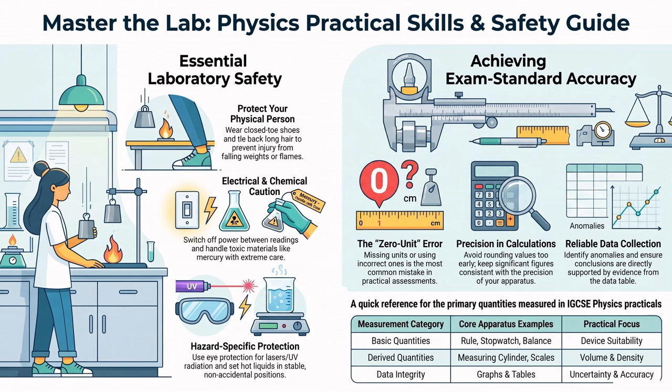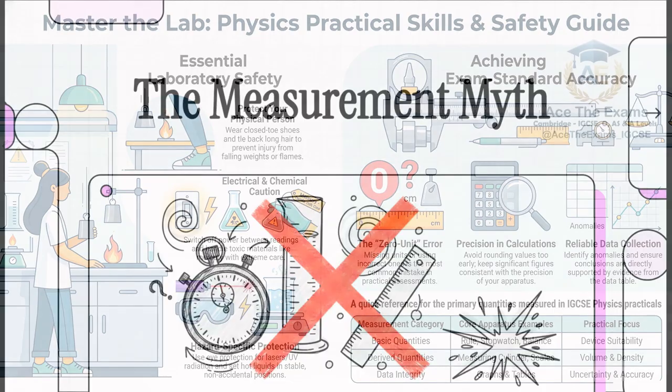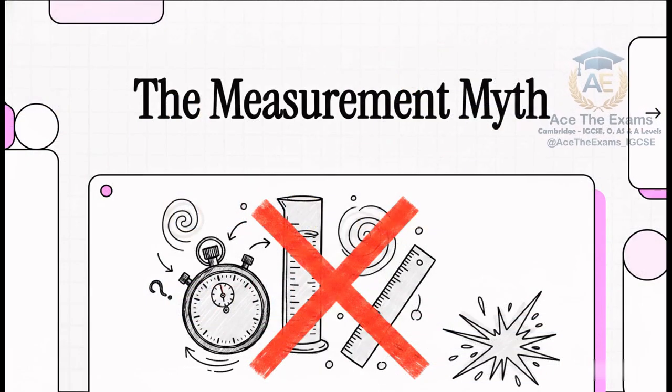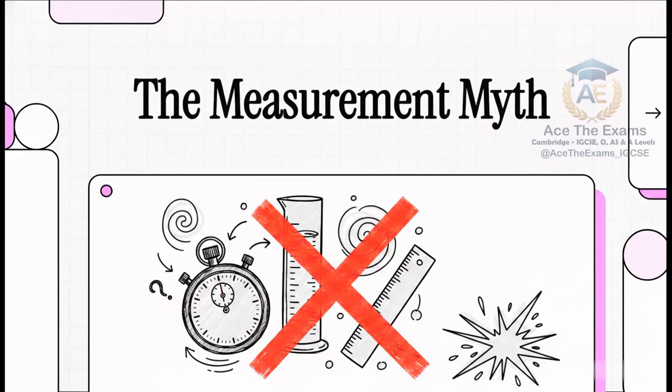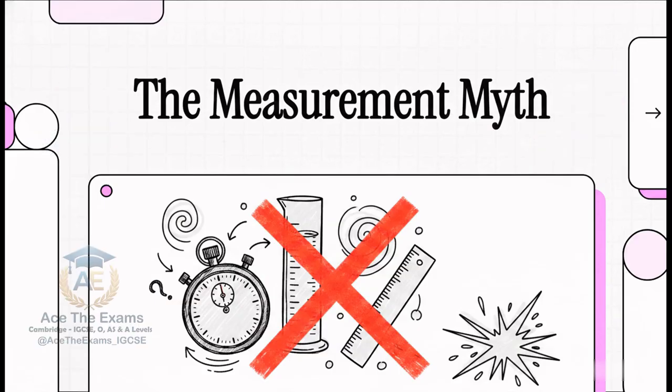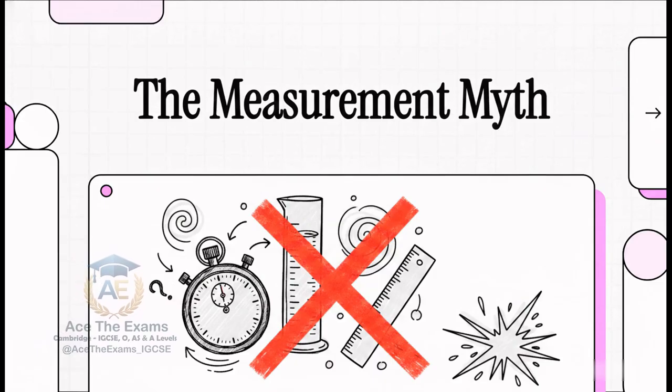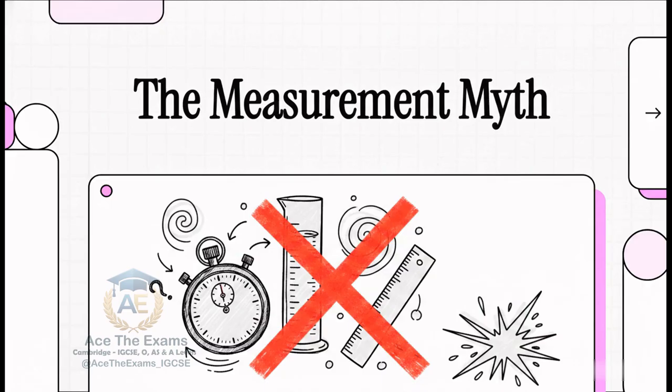There is a massive trap waiting for you in the Cambridge IGCSE Physics 0625 exam. You walk into that hall thinking that just giving the answer your physics teacher taught you, simply stating how a stopwatch works, is going to be enough. But let me tell you, what your teacher accepts in class and what the examiner actually rewards on paper are two entirely different things. Today, we're tearing down this measurement myth right away in this explainer.